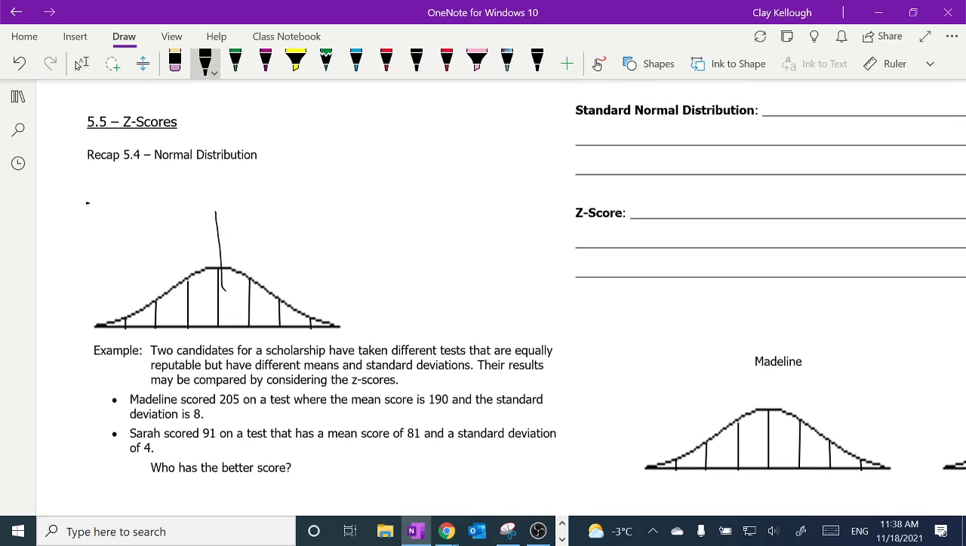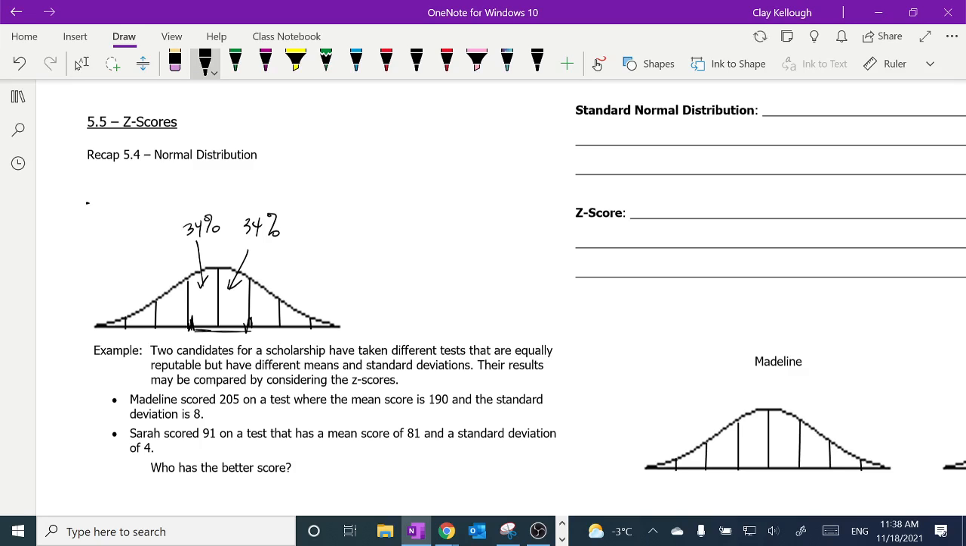And from there, what do we know about this thing? Well, we know that this part here is 34% of the data. This part here is another 34% of the data. Between one standard deviation on either side, you have 34%. You have 68% from here to here.